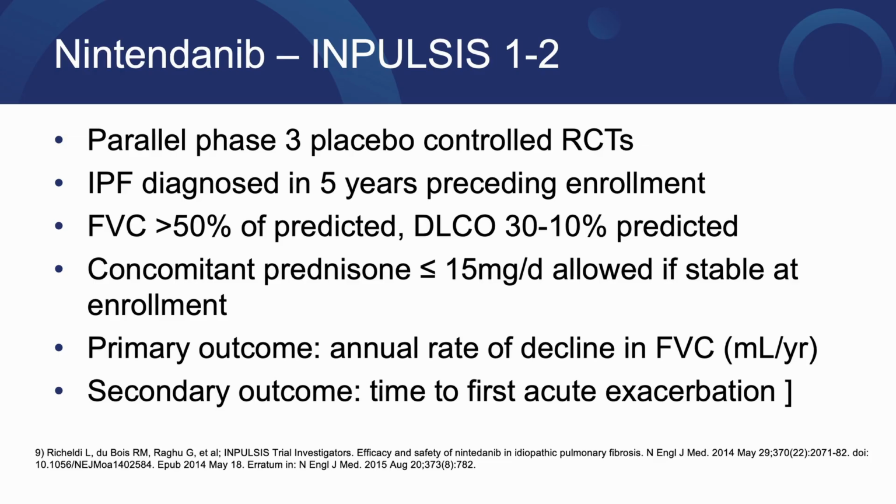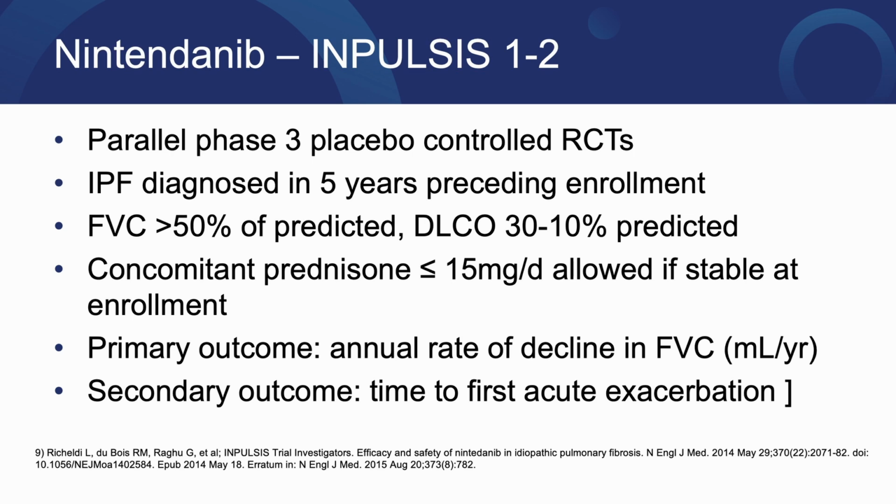INPULSIS was one of the 2 trials that looked at these patients. They had to have IPF for at least 5 years coming into the trial. Their FVC had to be greater than 50%, and 80 is considered normal, 80 or above of what's predicted for that patient. Their DLCO was between 30 and 10%, which is pretty severe. And then again, normal is 80 in that range.